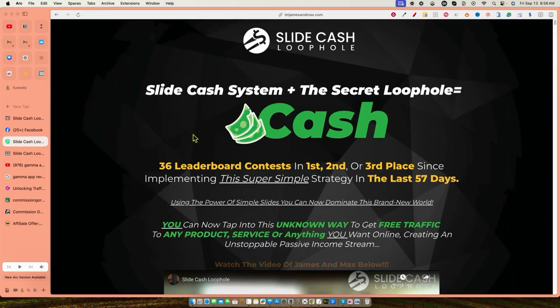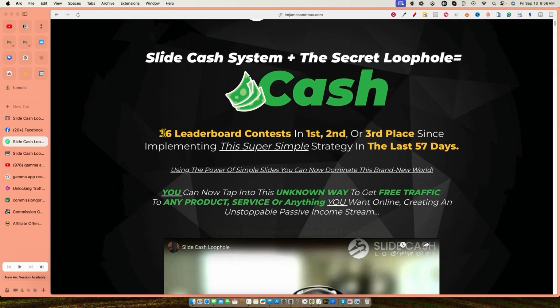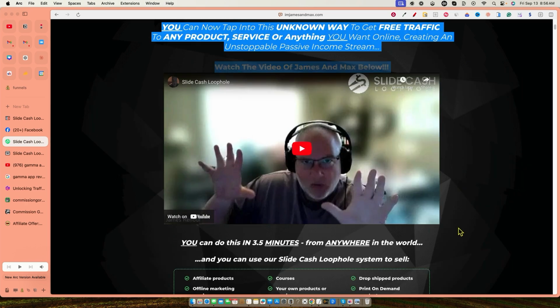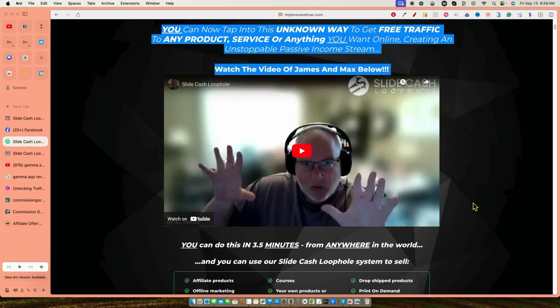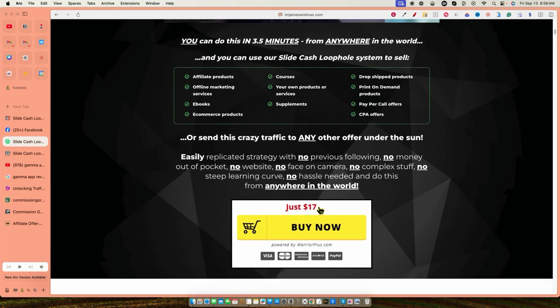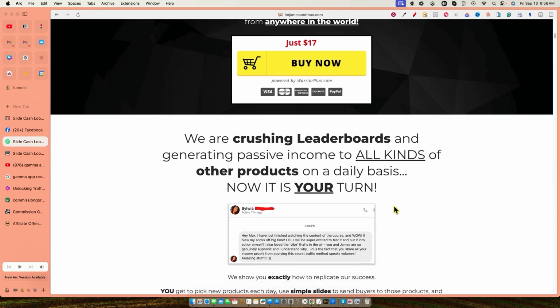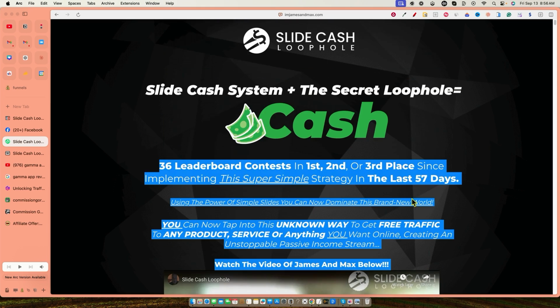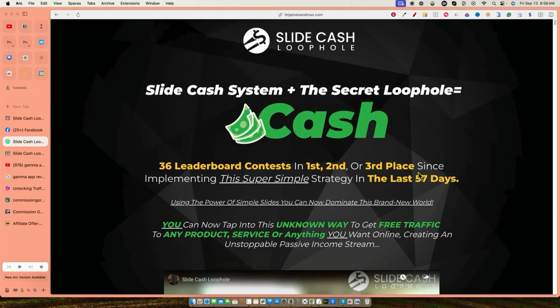Okay. So at the end of the day, this is Slide Cash Loophole. Here's the sales page. They're talking about how they're getting traffic using these strategies right over here. You guys have probably purchased Max and James's products before. They're going to be training modules. You can get this for $17 on the front end right over here. And you can go and read the sales page. I'm not going to bore you with going over the sales page. It's going to be an overhyped sales page. I'm not here to bullcrap you about anything. These are extremely overhyped sales pages. You guys know the drill.